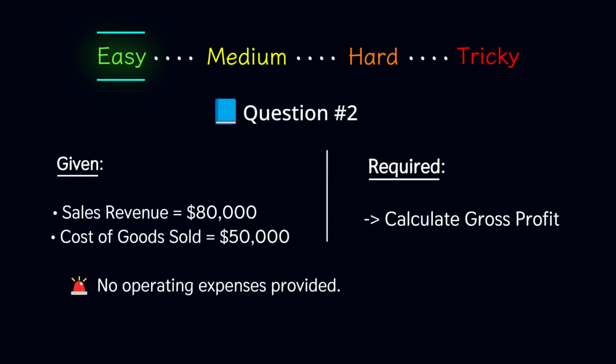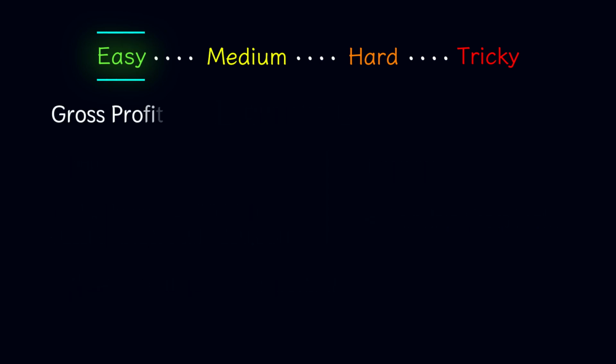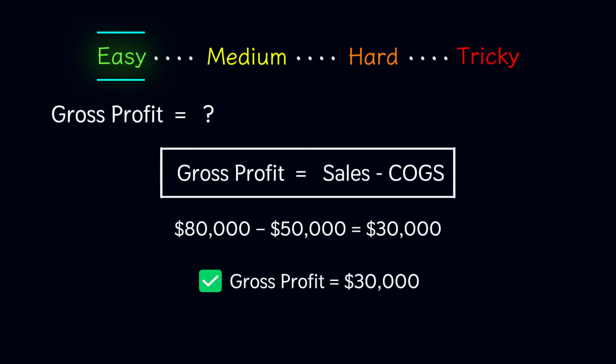Now let's do another one. Still easy, but slightly different. Question 2. A company reports sales revenue of $80,000, cost of goods sold of $50,000. No operating expenses are given. The question asks, what is gross profit? This is a confidence check. We take sales, $80,000, minus COGS, $50,000. Gross profit is $30,000.